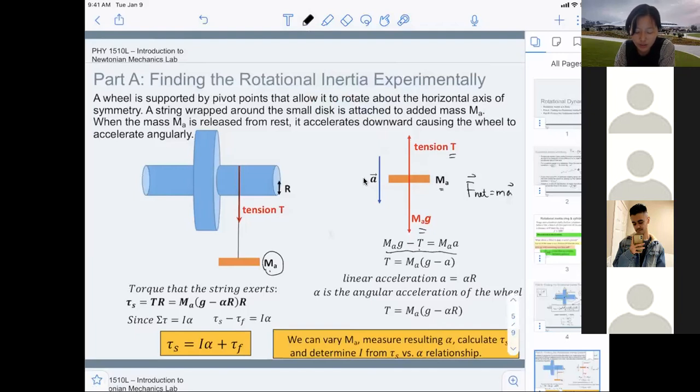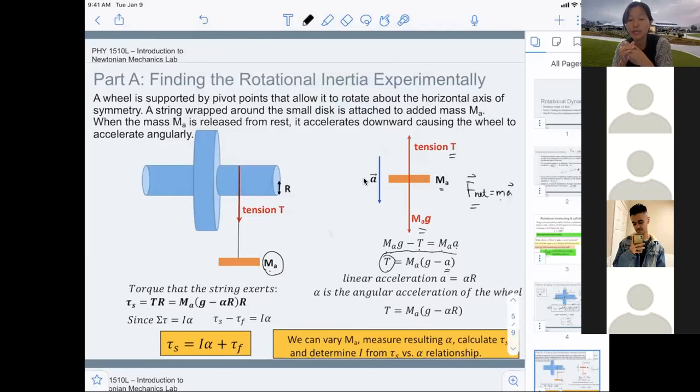Gravity minus tension is the net force that's equal to the mass of the weight times the acceleration of the weight. So you can have an equation for your tension. The acceleration is a linear acceleration. This tells you at what rate your string unravels, which is the same rate at which your object is speeding up downward.